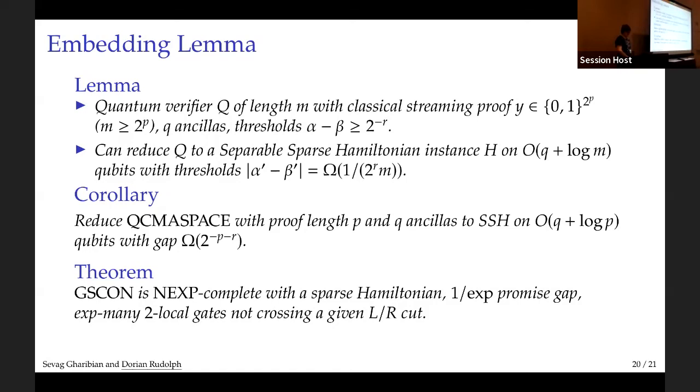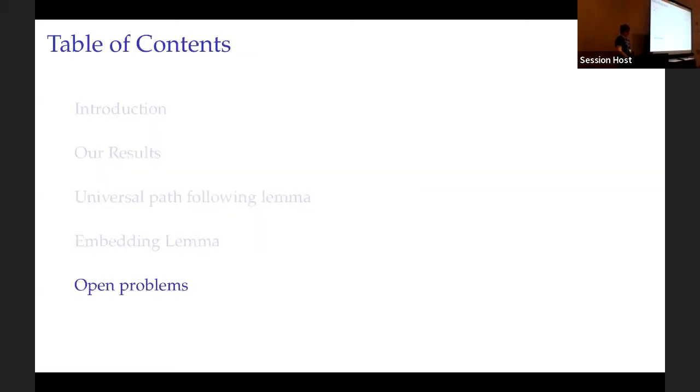And we also get an application to GSCON, which is NEXP complete. We have a version of GSCON that is NEXP complete, but we require a sparse Hamiltonian, an inverse exponential promise gap, and exponentially many 2-local gates that are now required to not cross a given LR cut.